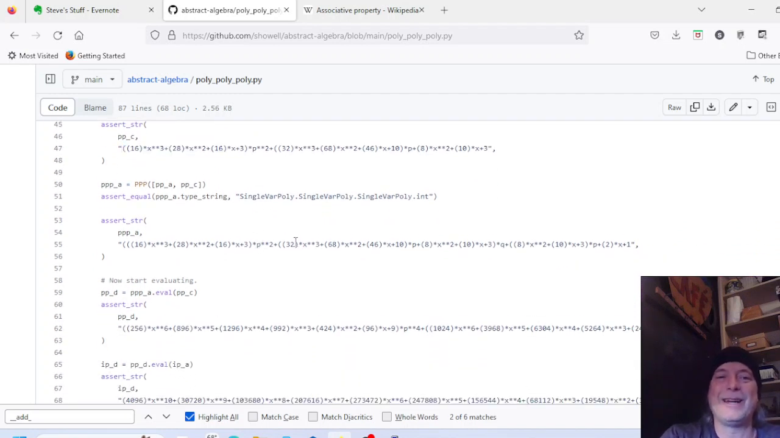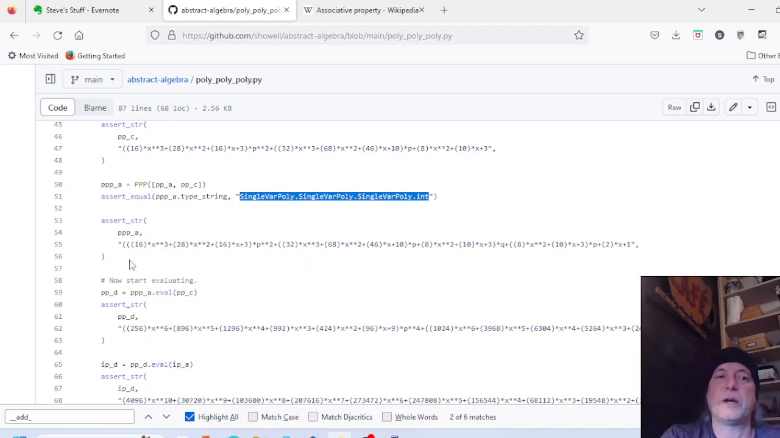And then we get even more absurd here because then we make a polynomial of a polynomial with integer coefficients. And you can see that my code automatically computes this type string that says this is a single variable polynomial whose coefficients are single variable polynomials whose coefficients are single variable polynomials whose coefficients are integers. And everywhere I said coefficients, that also applies to what values you could plug into the polynomial when you actually want to evaluate it.